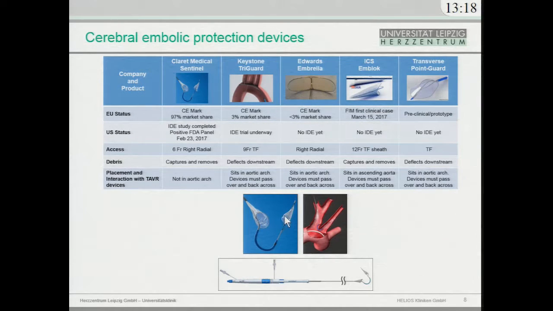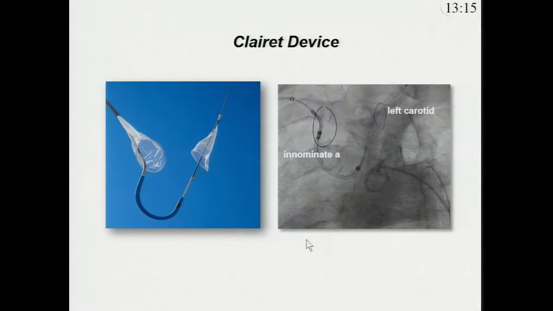Here you can see the Claret device in close up. You can see the two filters, a little bit better in this frame. You can see the two filters which are fixed on the same rail, and the proximal filter is deployed in the innominate artery, and the distal filter is deployed in the left vertebral artery. Here you can see the two filters in position. This is during the implantation of the percutaneous device, and these two filters actually protect the circulation from this complication.